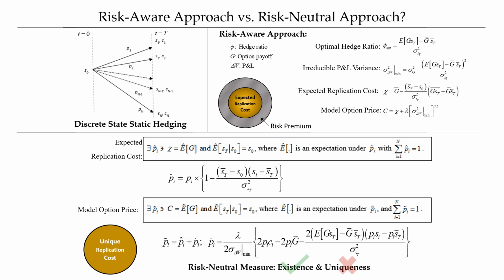Let's try to fit risk-neutral probabilities to the expected replication cost. These probabilities exist and are unique. Now let's move to a plausible option price that includes a risk premium driven from the irreducible P&L standard deviation. We can in fact find a risk-neutral probability set.